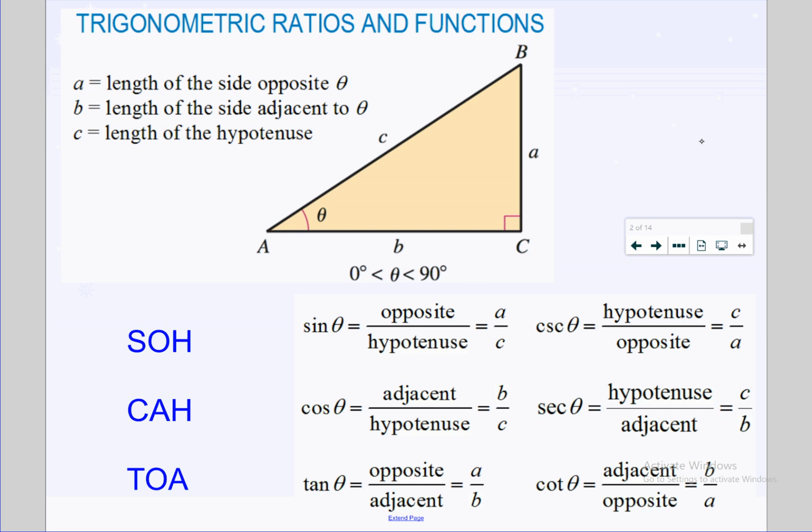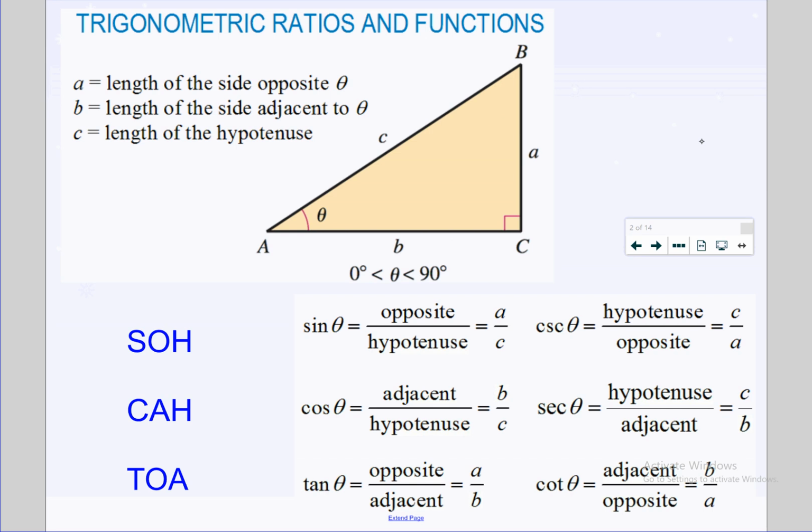So what you want to remember from this, you want to know SOHCAHTOA, that gives us the first three. And then you also want to know what the reciprocal pairs are. If I flip sine, I get cosecant. If I flip cosine, I get secant. And if I flip tangent, I get cotangent. Because then you get the other three pretty quickly.